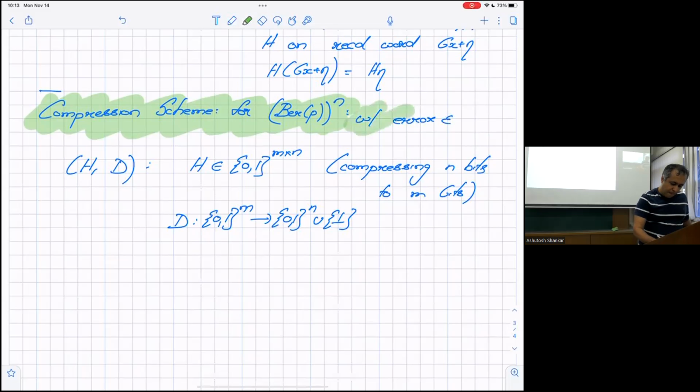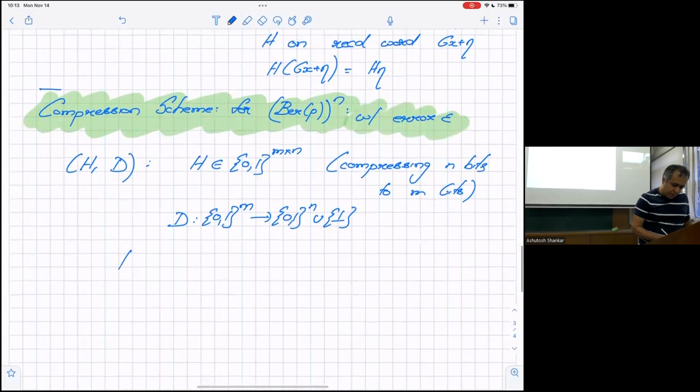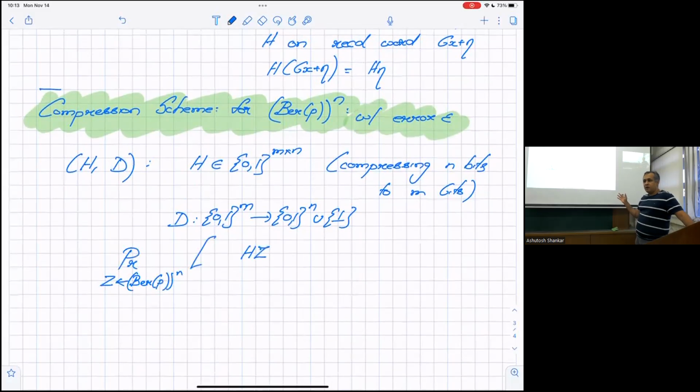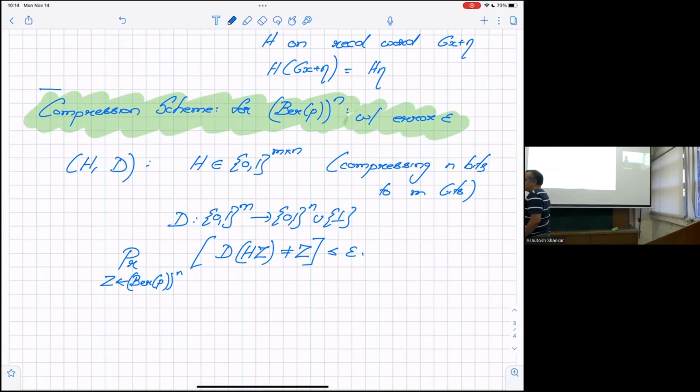So the probability, when I pick a z at random from the Bernoulli P_n distribution and apply H on z, I compress the string from an n-bit string to an m-bit string, and then I apply D on it. The probability that I don't get back z is at most epsilon. So it's a natural definition for a compression scheme. Okay, that's what I'm going to define the compression scheme to be.